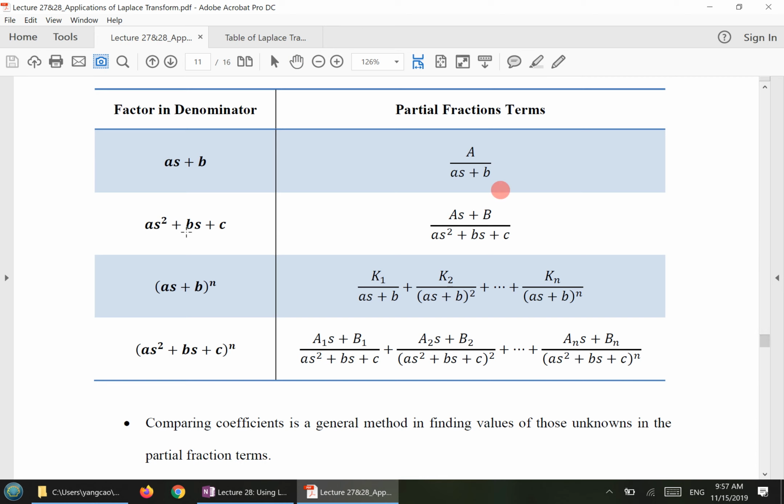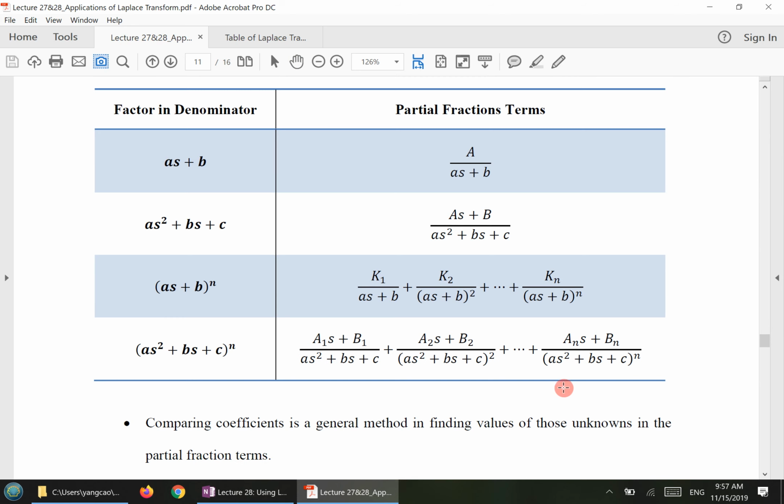If you have complex conjugate numbers, your partial fraction expansion form will be just like that. If you have repeated roots, you see that each one of the terms has to be repeated. Each order has to be repeated. And the last one, I don't think I'm going to test you on this, is a combination of complex conjugate plus repeated roots. That would be very complicated, with a lot of computations, if this is the case.